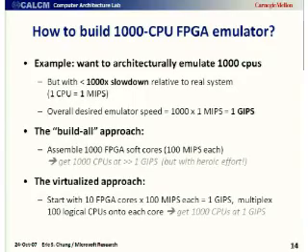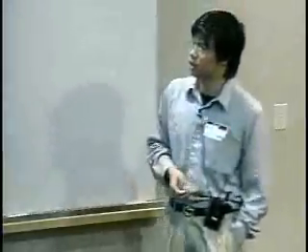And so going back to the question: how do you build a 1,000 CPU FPGA-based emulator? Let's run through a thought experiment. We want to architecturally run 1,000 processors, and let's say our pain threshold is that we want to be within 1,000x slowdown relative to the real system. What that means is that a single processor has to advance at a rate of 1 MIPS. So my overall desired emulation throughput must be 1,000 processors times 1 MIPS, which totals up to 1 GIPS.